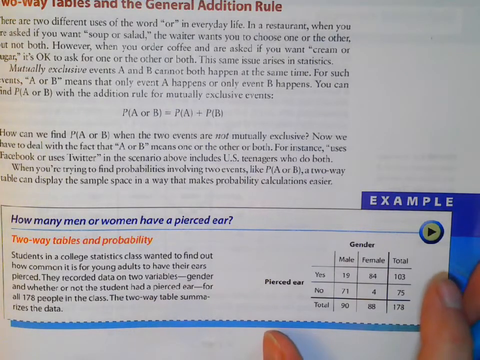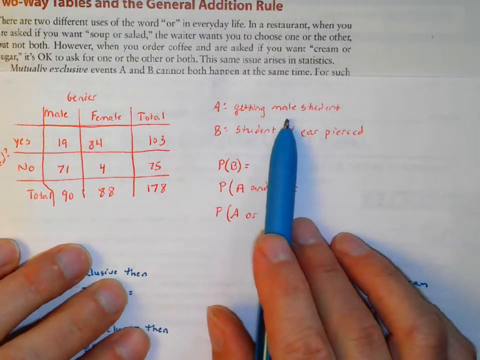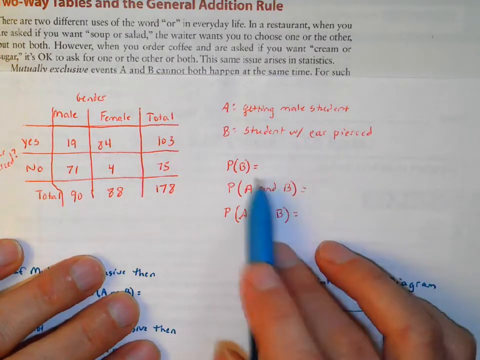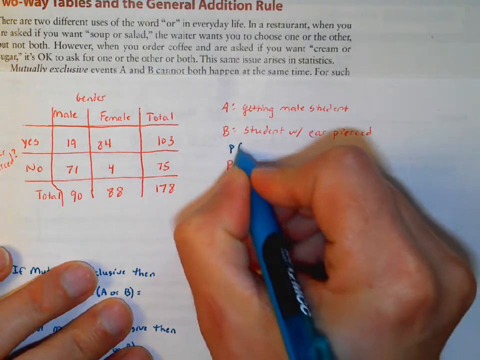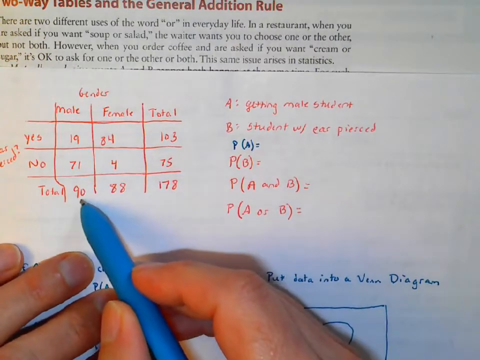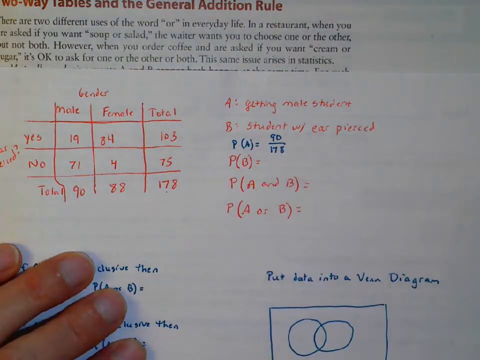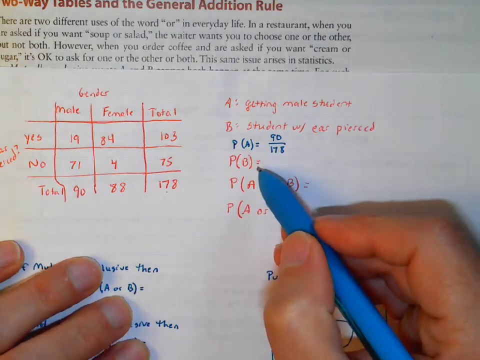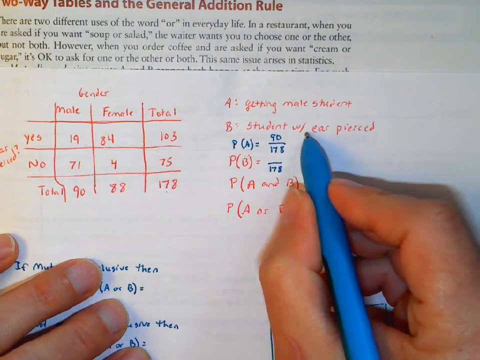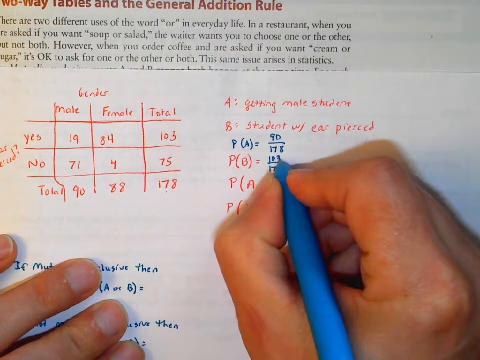Okay, so we're going to define some events here. Event A is getting a male student. Event B is a student with their ear pierced. If I want to find the probability of A, getting a male student, if you look at male students, they're 90 out of the 178 people. Now the probability of B, getting somebody with their ear pierced, out of a sample space of all the people: ear pierced, yes, would be 103 out of the 178.